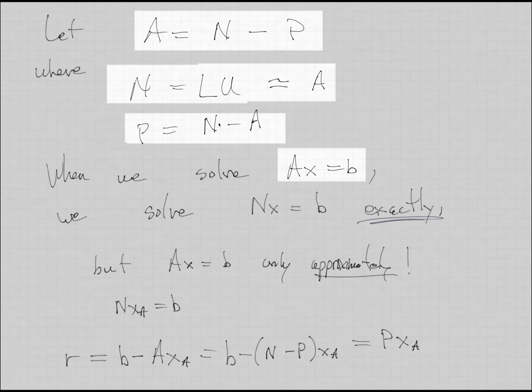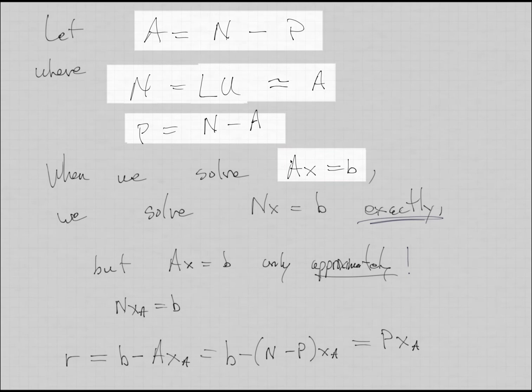Remember, N is our approximation to A. N is a well-behaved matrix, in the sense that it's easy to get solutions using N, because it involves forward substitution and backward substitution, and those are both easy to do. So we can assume that answers can be calculated reliably, precisely, using N, or L times U, whereas solving equations involving A, we're only going to get approximations.